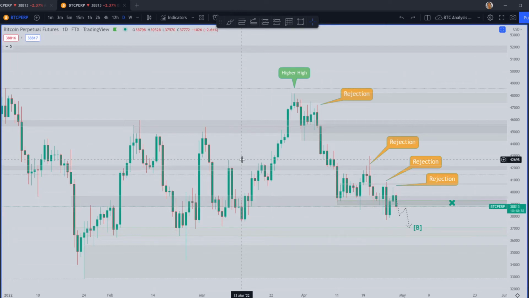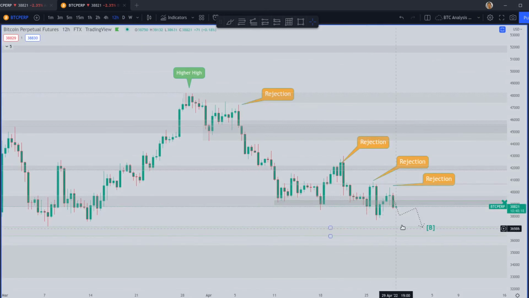That's better than sitting on your Bitcoin and letting your assets shrink, your portfolio shrinking back down here. So I'm going to see how the price plays out today, but I think it will go back down. So let's zoom into the 12 hour. All right, this is the 12 hour.